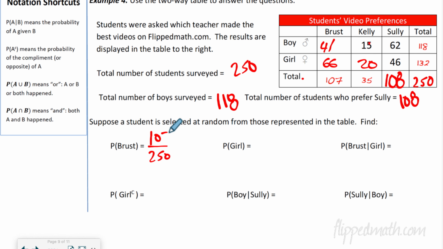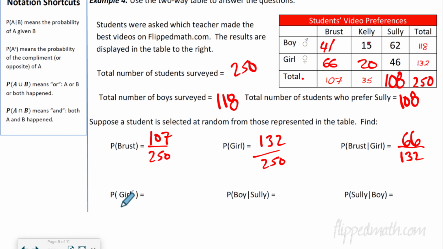107 prefer breast. Okay, what's the probability that the selected student was a girl? So that would be this horizontal row's total. So it'd be 132 out of the 250. Now, what is the probability that they preferred breast given that it was a girl? So given that the student was a girl, that is only out of the girls. That's only out of 132. Now, how many of those students preferred breast? 66. That's how you do those.